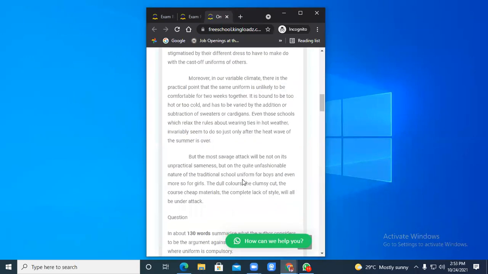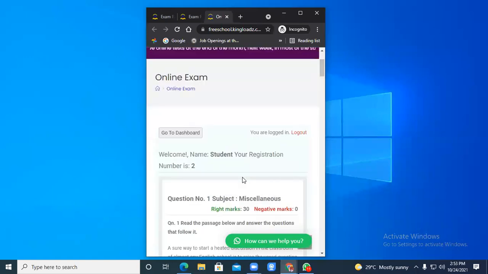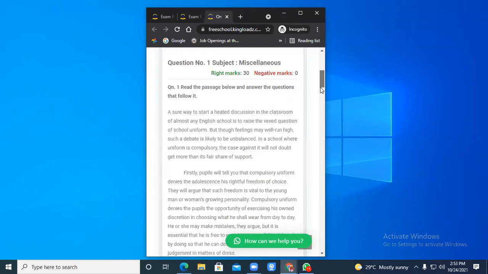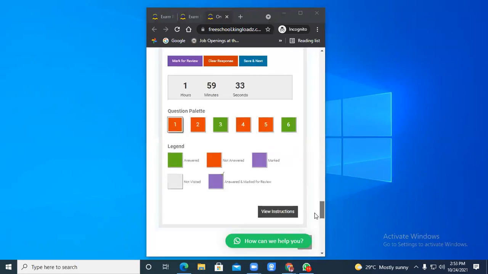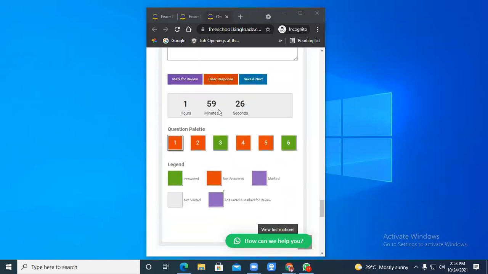So the exam that we have here is going to take, everything was in the instructions, 1 hour and 20 minutes. So it is telling you how many minutes are remaining. If you're doing it online, we have different questions in this exam. These are the question palettes. This shows you we have question 1, question 2, question 3, question 4, question 5, question 6.